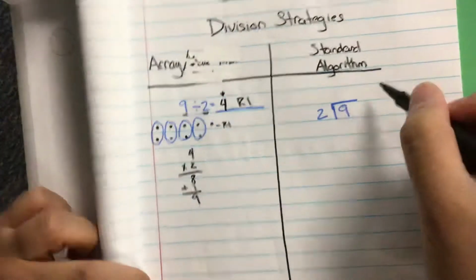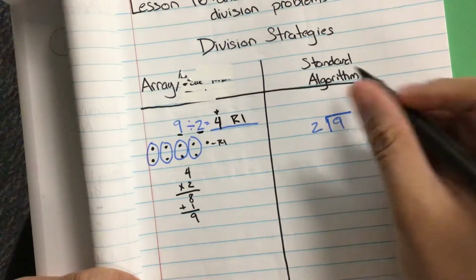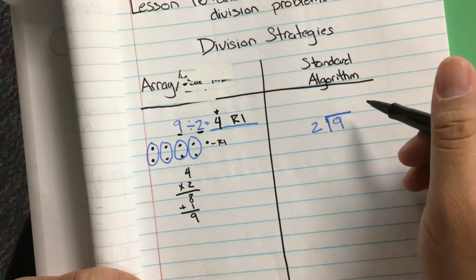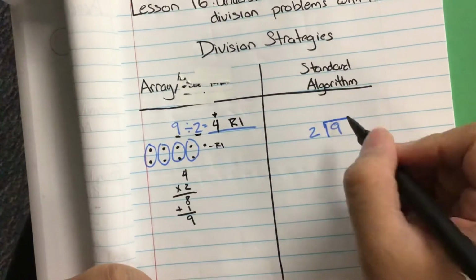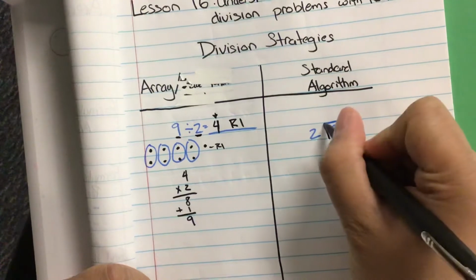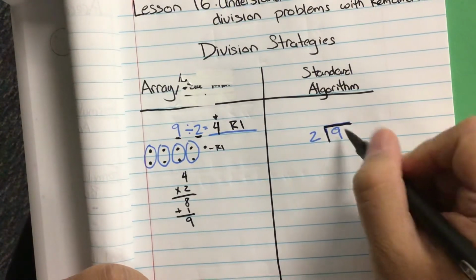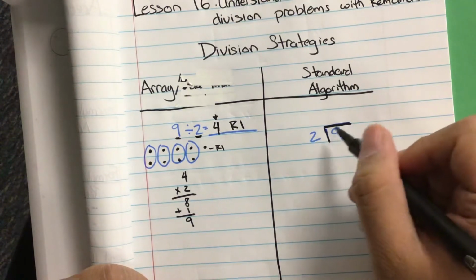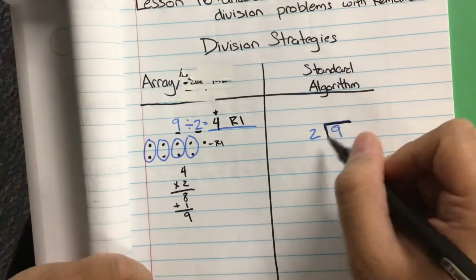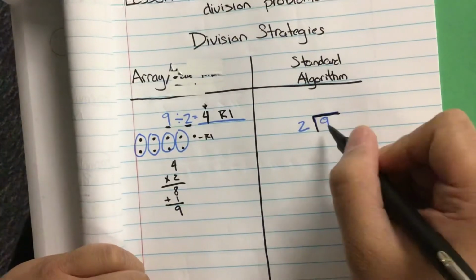Okay, now for our next strategy, we're going to focus on learning something called the standard algorithm. Now, when we look at the standard algorithm, division problems are normally written like this. The 9, our whole group, is written underneath kind of a half square, and our divisor is written on the outside. Now, what does this mean?